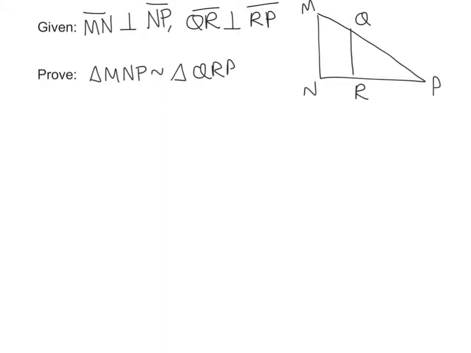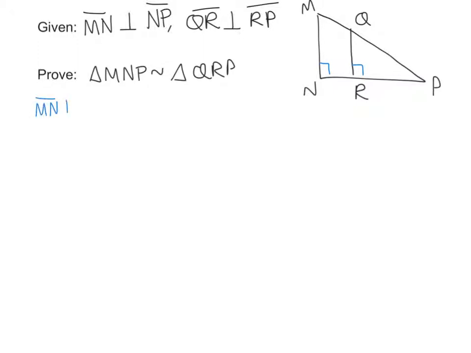Okay, so now let's look here. I'm given a diagram, I'm given some givens, and I want to prove something. So first I know that MN is perpendicular to NP, and QR is perpendicular to RP. And I want to prove that MNP is similar to QRP. So first of all, I want to write in here what I know. I know that this makes a right angle and this makes a right angle. So what I want to do to start off is to write my givens down.